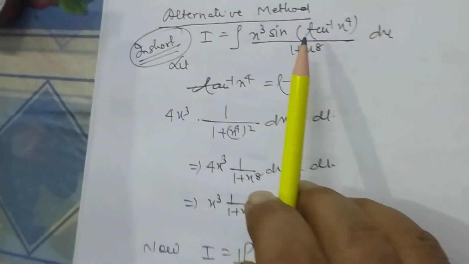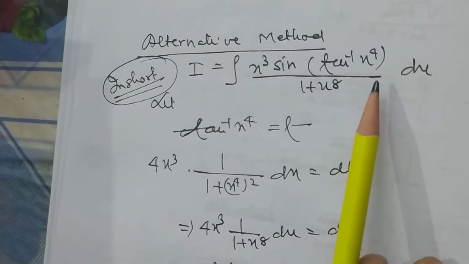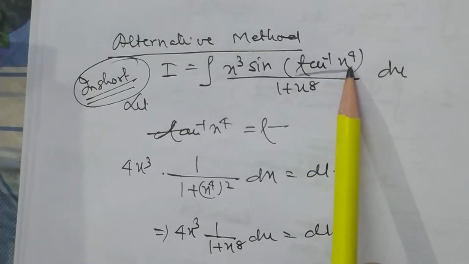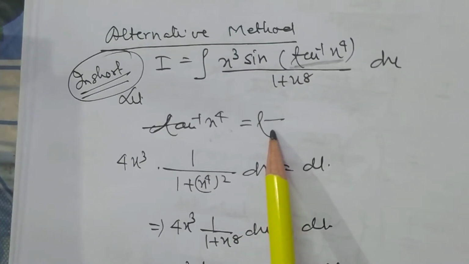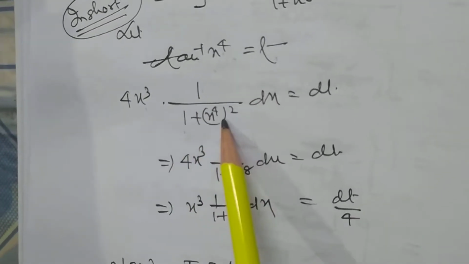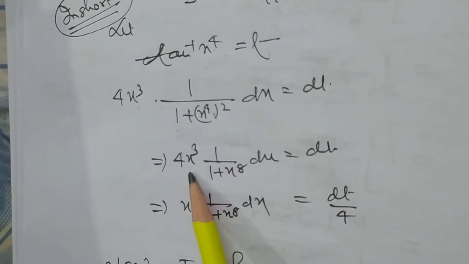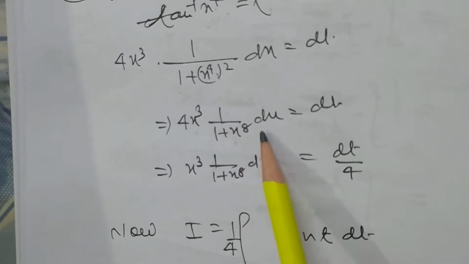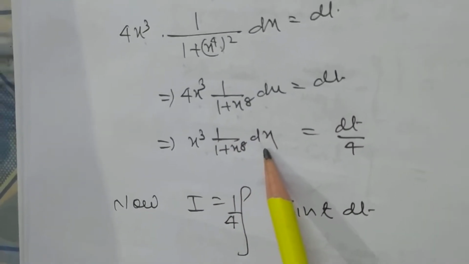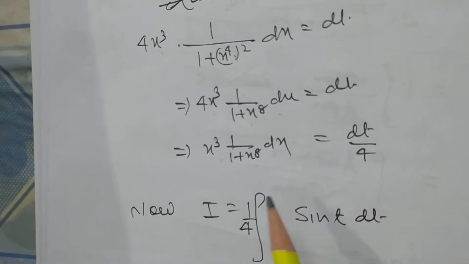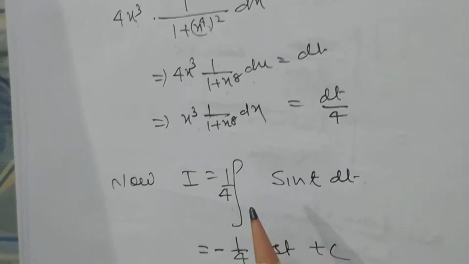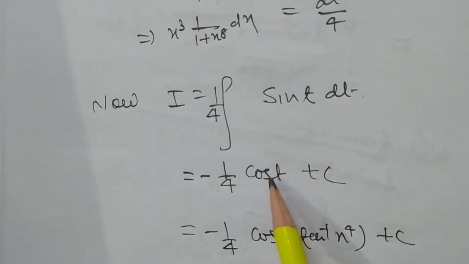Now in the alternative method, I solve this problem by a shortcut method. We consider this whole angle, tan inverse x to the power 4, is equal to t. So after differentiation it will be 4x cube times 1 by 1 plus x to the power 8 dx is equal to dt, and x cube by 1 plus x to the power 8 dx is equal to dt by 4. So I is equal to 1 by 4 sin t dt. Now after integration, minus 1 by 4 cos t plus c.